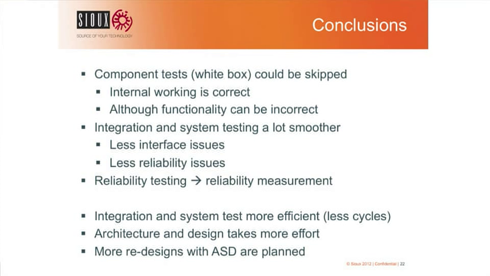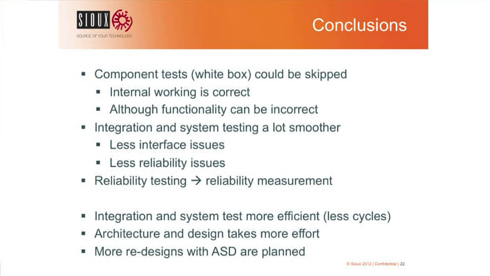And some conclusions and a summary of the things I've been telling you. We saw that the component tests, at least the white box part of the component tests that are focusing on the internal workings of the component, probably can be skipped, because the code itself, the internal working, is correct. That is guaranteed. And that is also what we saw in this case study. The internal working of these components is just correct. Maybe a component test is still useful on a black box variant, because the functionality can still be incorrect. So it makes sense to check the functionality on component level. Absolutely.